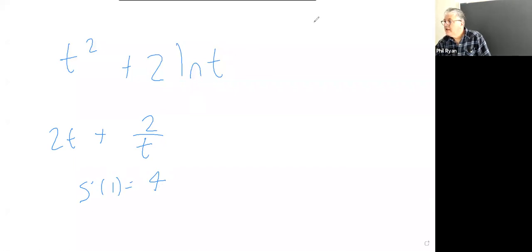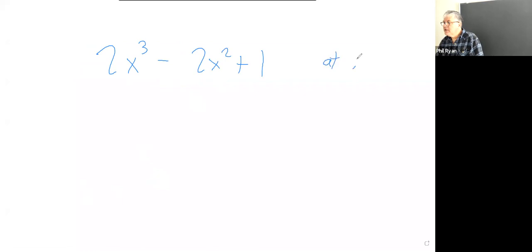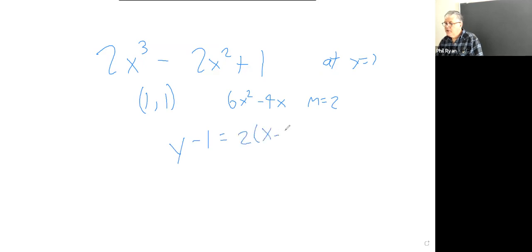And then finally, we had a tangent line problem. So we had 2x cubed minus 2x squared plus 1 at x equals 1. So you need a point. So when x is 1, y is 1, the derivative is 6x squared minus 4x. So the slope is 2, and so y minus 1 equals 2 times x minus 1 was the tangent line. And that was your test.